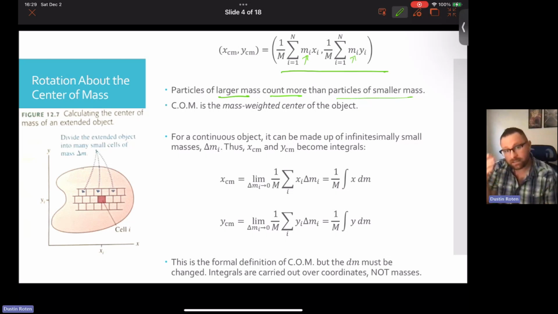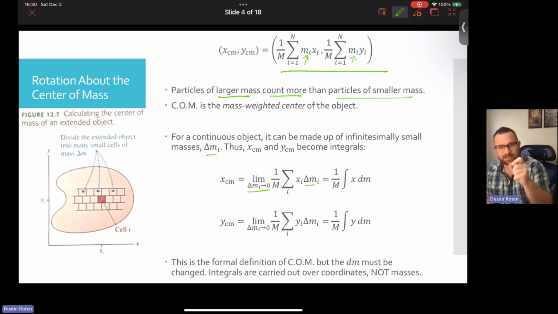For a continuous object, instead of having such finely chopped up pieces, maybe we want to turn this into an integral instead of trying to add up millions of little tiny pieces. So for this continuous object, we can take our summation and turn it into essentially infinitesimally small masses. Our delta mi here is a really small chunk of mass. We essentially dump that into our original equation and then make them really, really small.